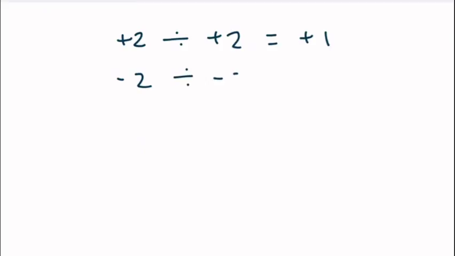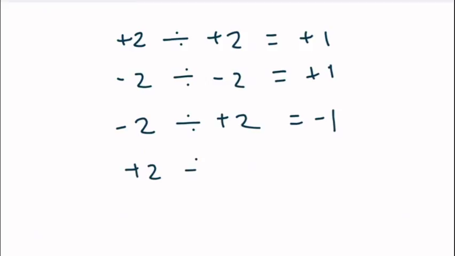What does that look like with numbers? Positive 2 divided by positive 2 is equal to positive 1. Negative 2 divided by negative 2 is equal to positive 1. And then negative 2 divided by positive 2 is negative 1. And positive 2 divided by negative 2 is equal to negative 1.